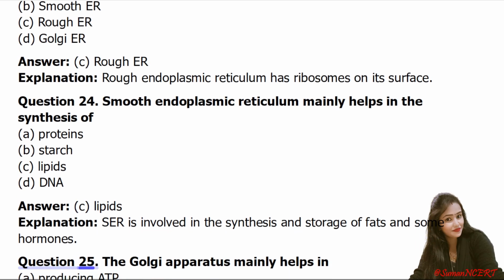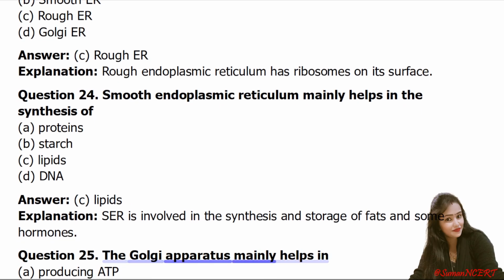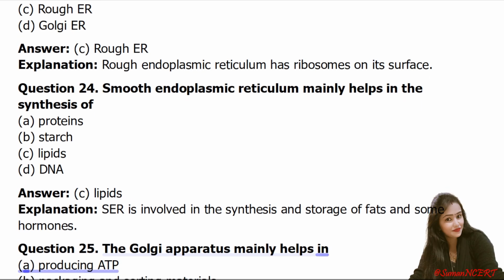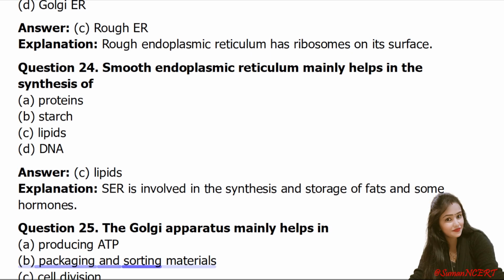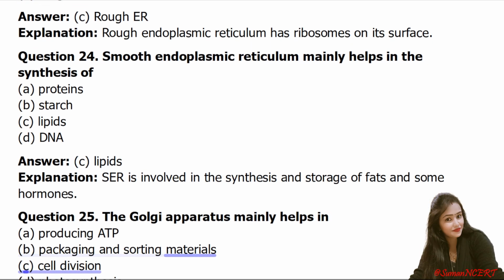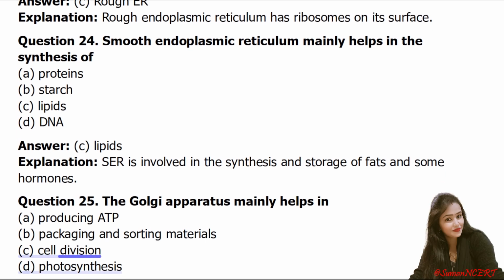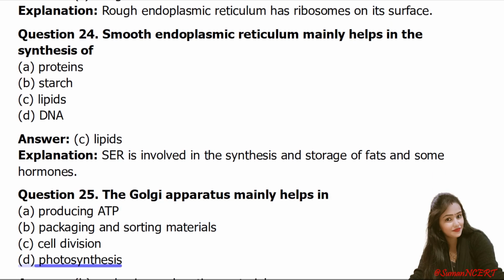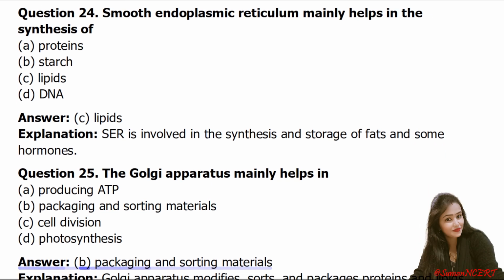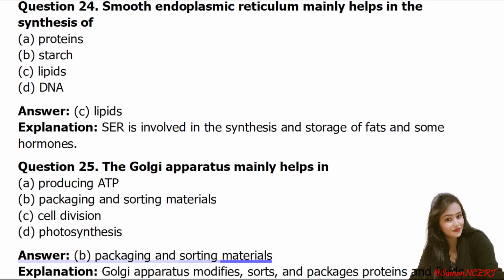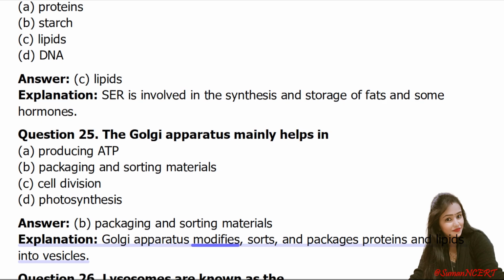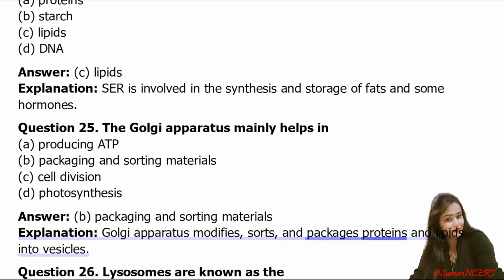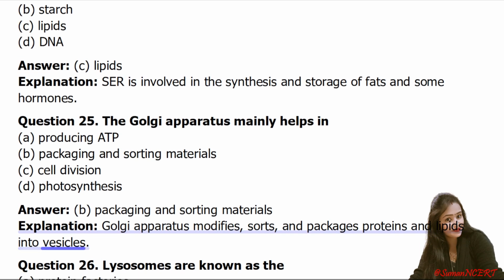Question 25. The Golgi apparatus mainly helps in A. Producing ATP. B. Packaging and sorting materials. C. Cell division. D. Photosynthesis. Answer, B. Packaging and sorting materials. Explanation: Golgi apparatus modifies, sorts, and packages proteins and lipids into vesicles.